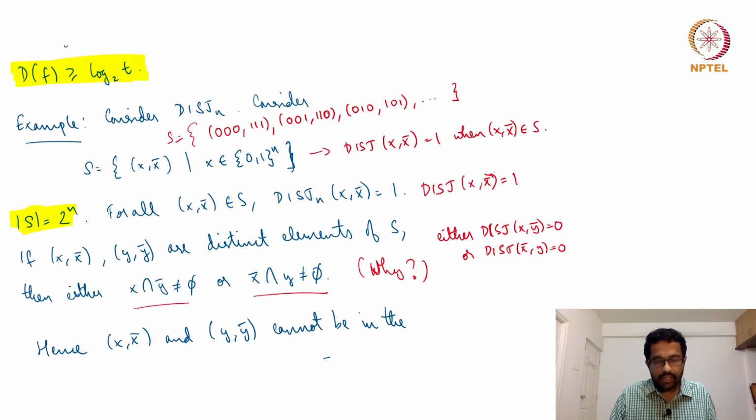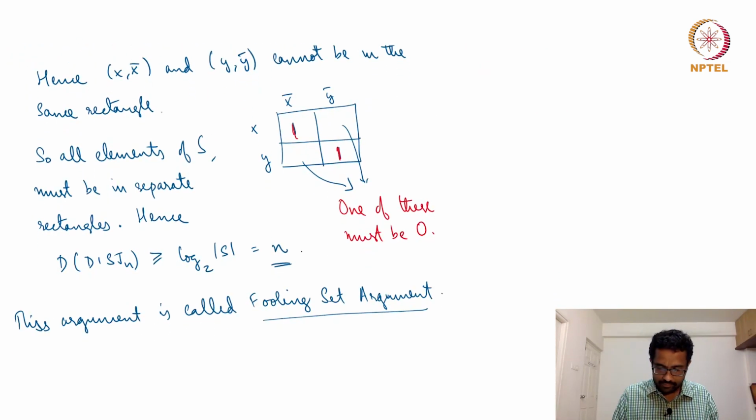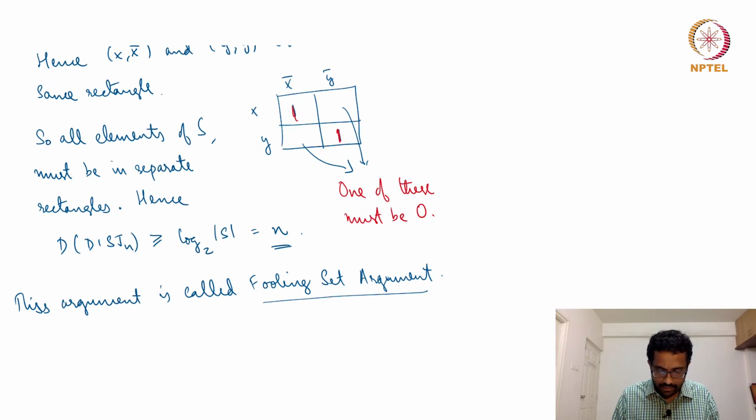So which means that all the elements of S must be in separate rectangles. So that means we have 2 power n different entries, all of which must be in separate rectangles. Which means the tree must have at least 2 power n leaves. Which means the height of the tree must be at least n. Right? So the deterministic complexity of disjointness must be at least n.